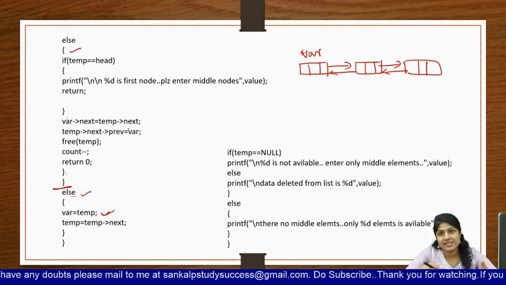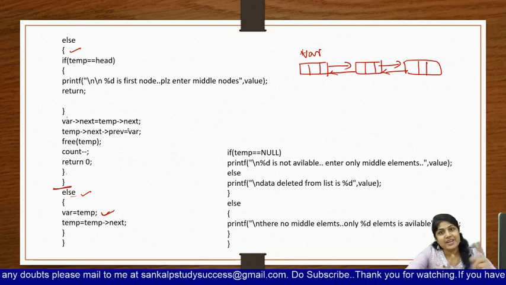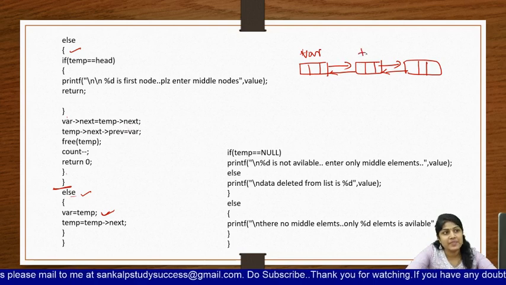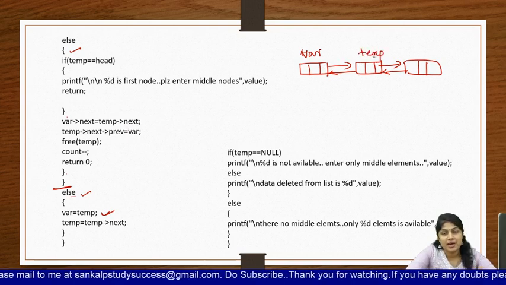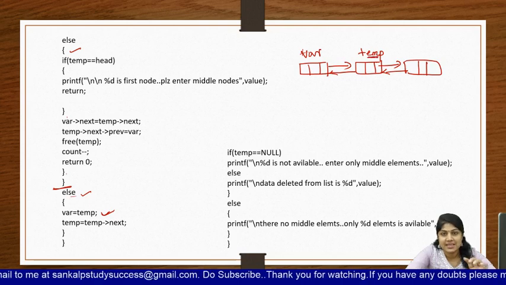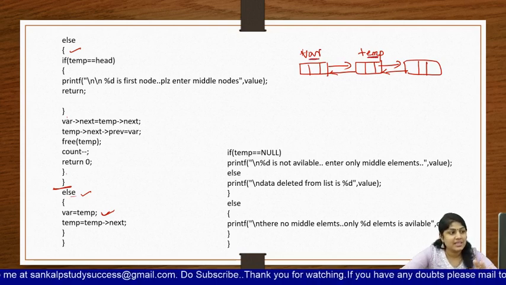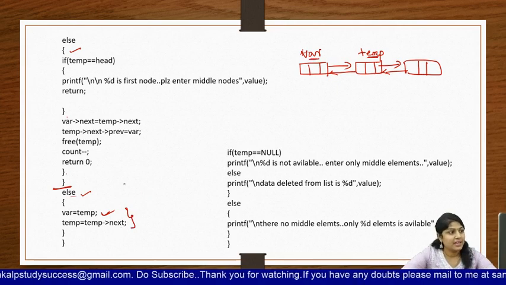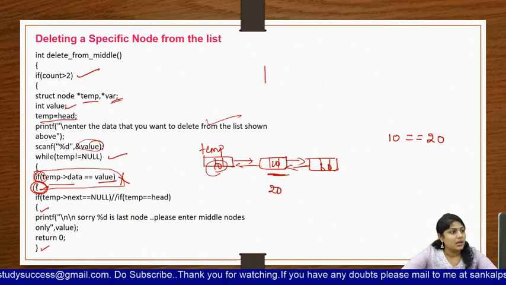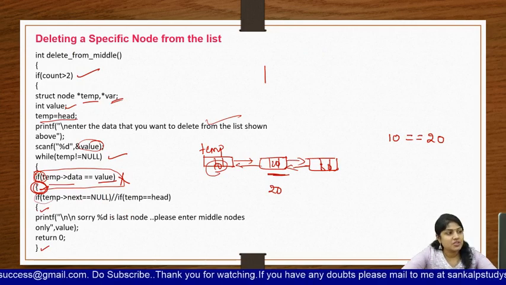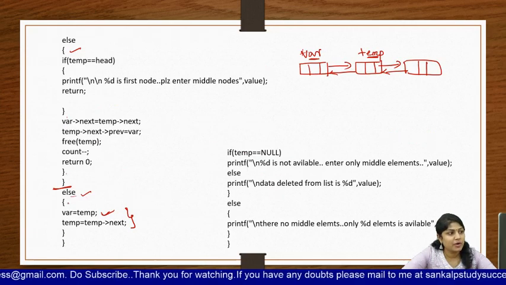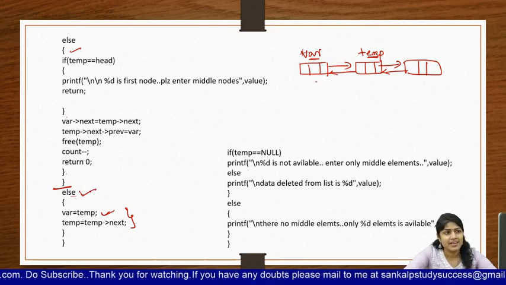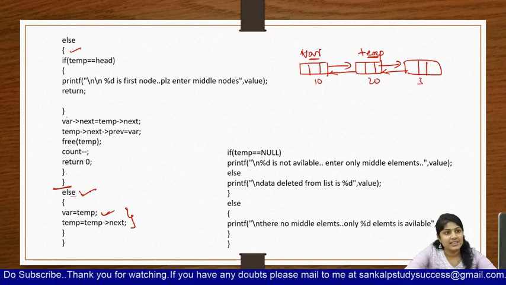find out the location, right? So now I need to traverse from this to that. So now temp to next is what? Temp. This will be the temp. Now in this situation this is the temp and this is the var. Okay, these two statements will be executed. Okay, fine. So if this condition is not true, this else block will be executed. Okay, fine. Now this is the var, 10 here, 20 here, 30 here.